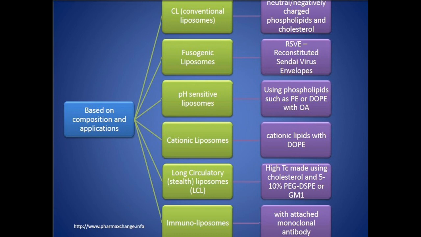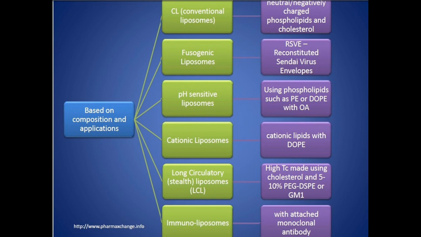The next classification is based upon the composition and the applications. The first liposome is the conventional liposome, that is CL, made of neutral or negatively charged phospholipids and cholesterol. Then the fusogenic liposome, which is a reconstituted Sendai virus envelope. Next is the pH sensitive liposome. By using phospholipids such as PE or DOPE with OA, we can formulate pH sensitive liposomes too. Cationic liposomes can be manufactured with the selection of appropriate cationic lipids, and with the help of DOPE you can formulate your cationic liposomes.